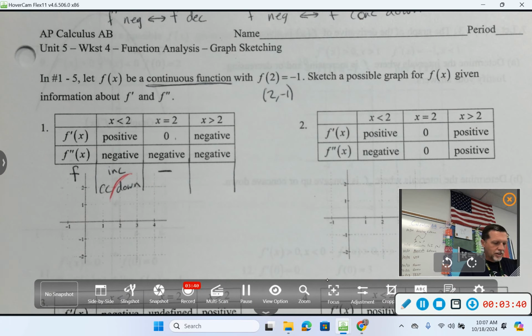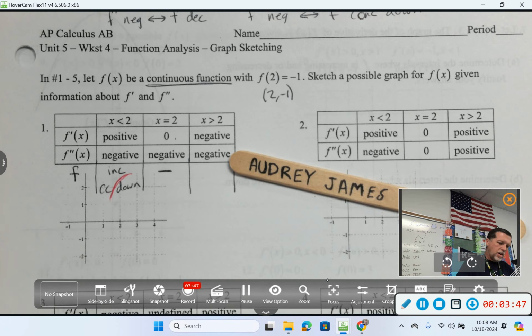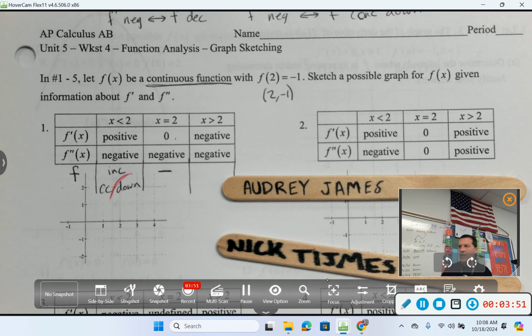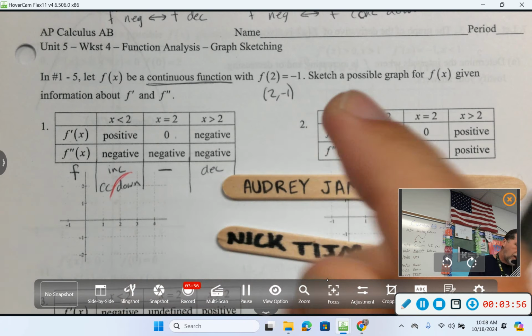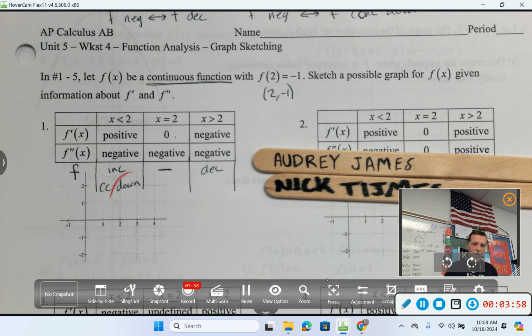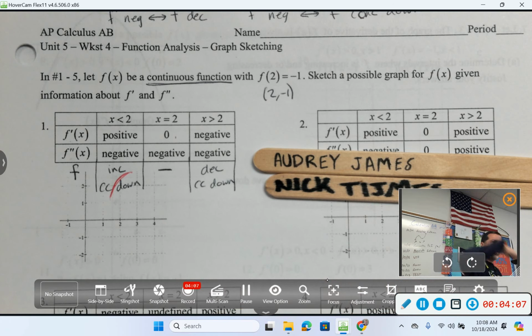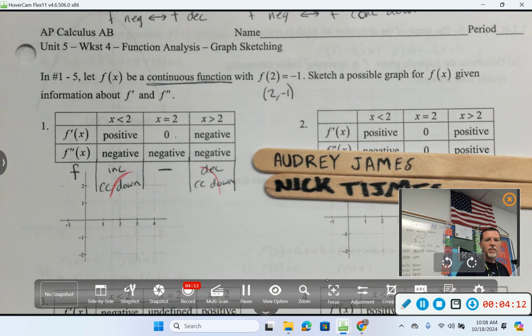All right, then let's go over to this last column. Audrey, if f prime is negative, what does that tell me about f? It's decreasing. And Nick, if f double prime is negative, what does that mean? It's concave down. Okay, so I need to be decreasing and concave down. So decreasing, but concave down.